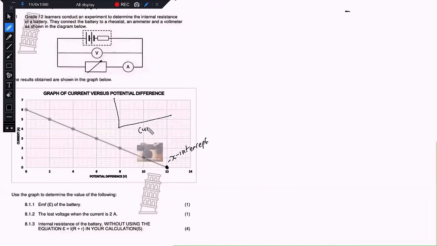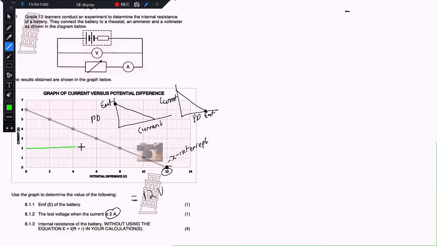If this was current here, and a potential difference here, and we had the same graph, now the y-intercept would be the EMF. But because we have potential difference here and current here, where do we find the EMF? At that point. So the EMF of the battery is what? 12 volts. So 8.1.1, we are going to say 12 volts. Now, the lost voltage when the current is 2 amperes. When the current is 2 amperes, we are looking for the lost volts. So where is current? Current 2 amperes.